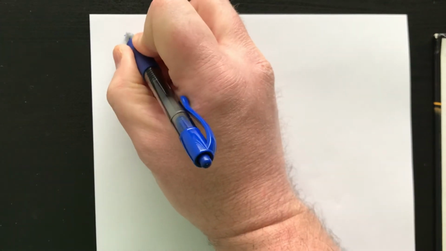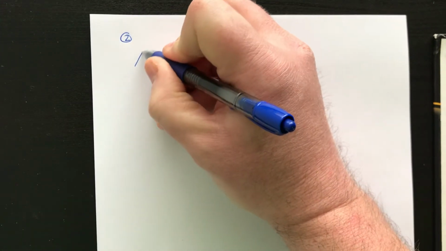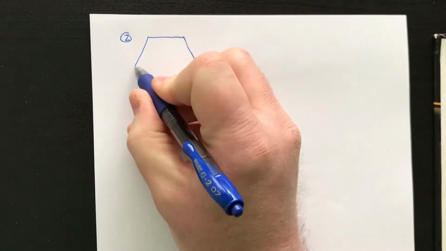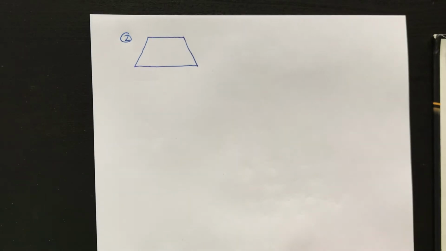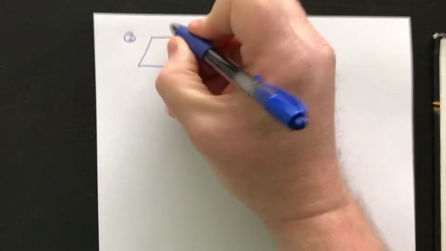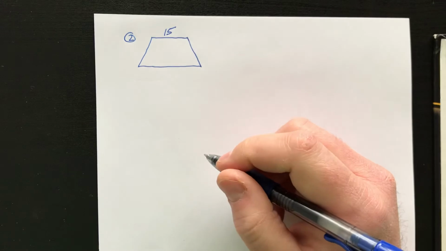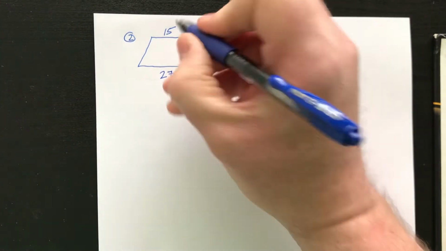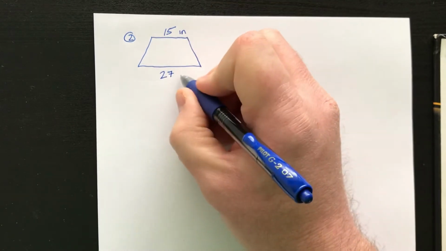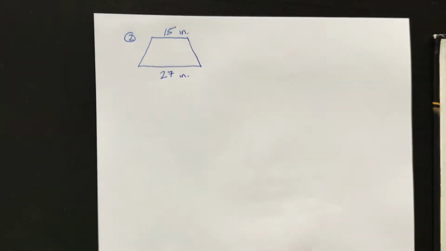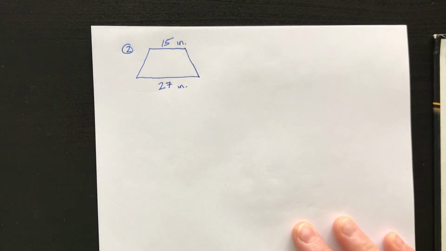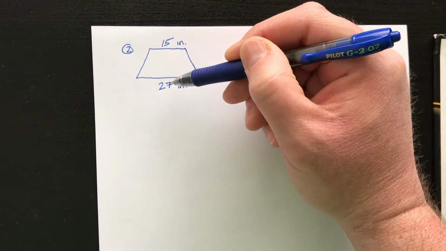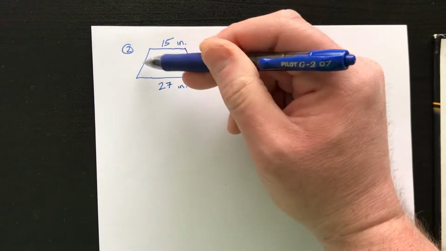All right, so problem number 2, they give you a trapezoid. And this is problem number 2 on your lesson check, page 625. They tell me this base is 15. They tell me the bottom base is 27. Remember, with trapezoids, the bases are always the parallel sides. These are parallel sides. These are the bases. All right, and then your legs are the non-parallel sides.